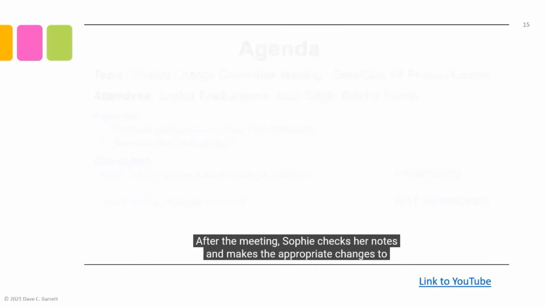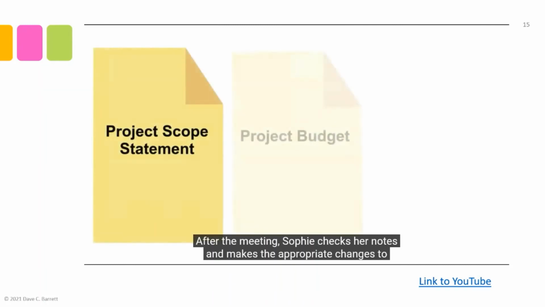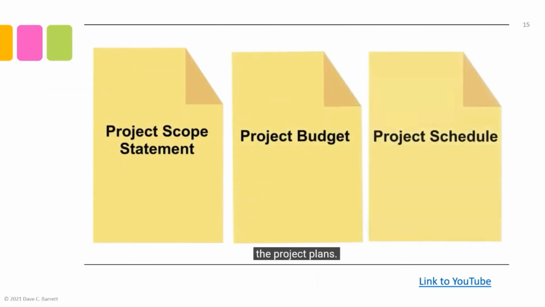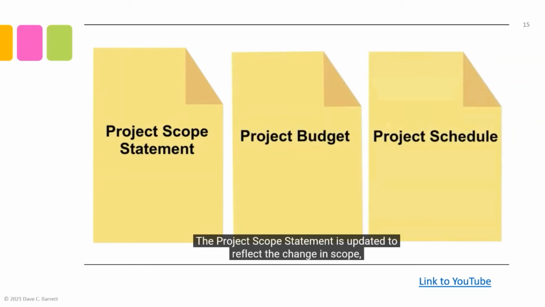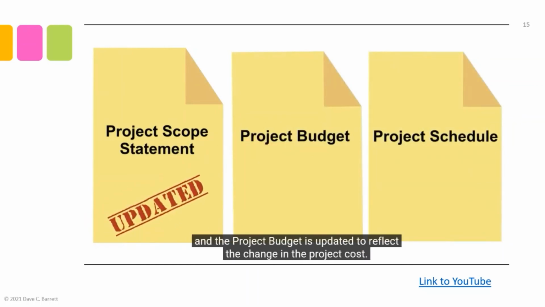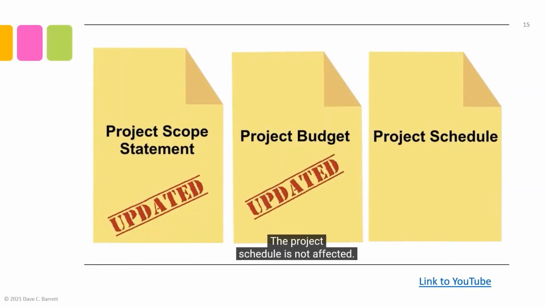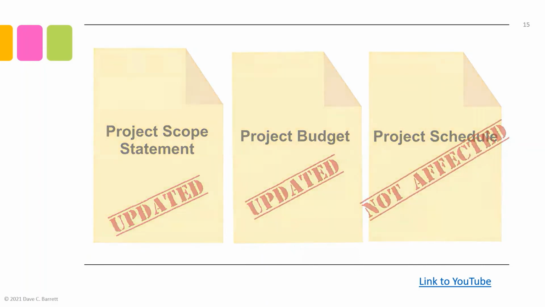After the meeting, Sophie checks her notes and makes the appropriate changes to the project plans. The project scope statement is updated to reflect the change in scope, and the project budget is updated to reflect the change in the project cost. The project schedule is not affected.